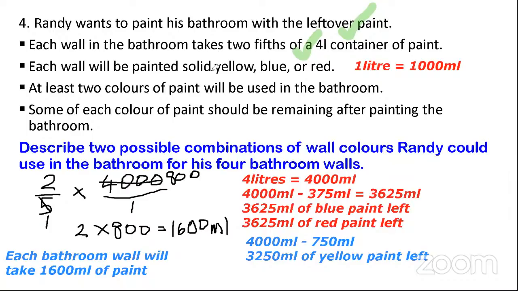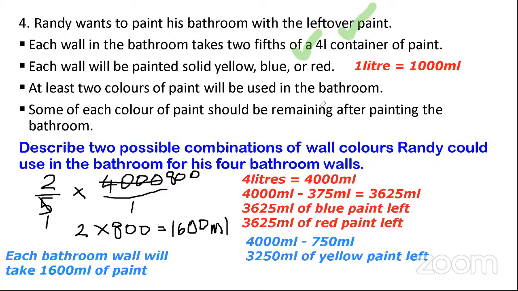So with the calculation that we know that one wall will take 1,600 milliliters of paint, tell me what are some combinations that we can use now. You're at that part where we can figure out the possible combination of wall colors that Randy could use to paint the bathroom. So it says now at least two colors of paint will be used in the bathroom.